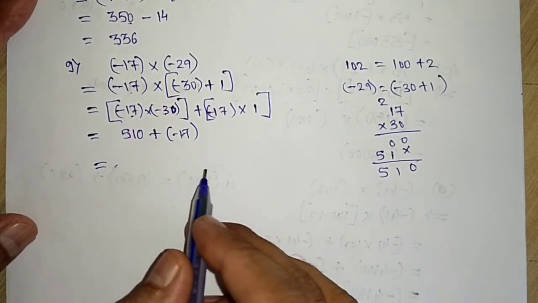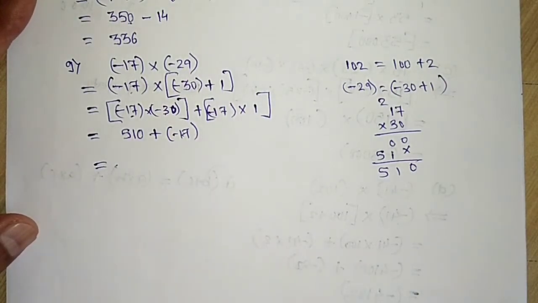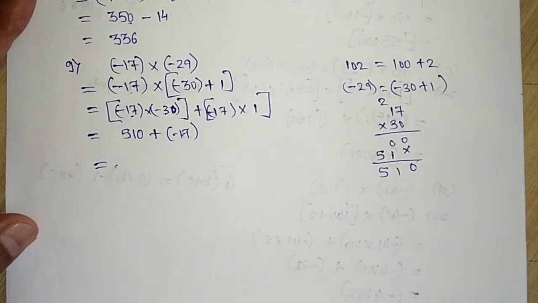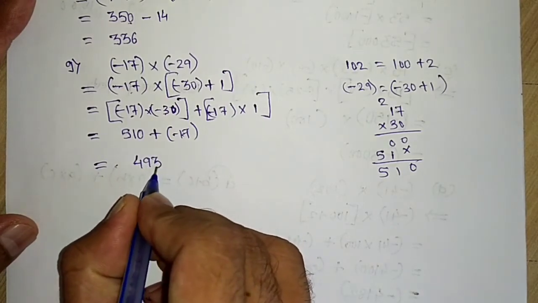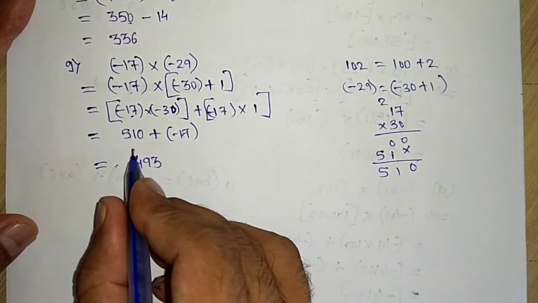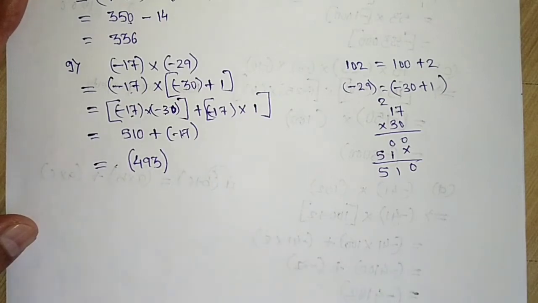Now addition of two numbers with unlike sign, what we do, we subtract the numerical values. So let us subtract the numerical values. 510 minus 10 will give me 500, minus 7 will give me 493, and then we keep the sign of the larger integer. Your larger integer is 510, so it will become plus 493, that is your answer. Now let us move to the last part, that is the H part, but let me write first.